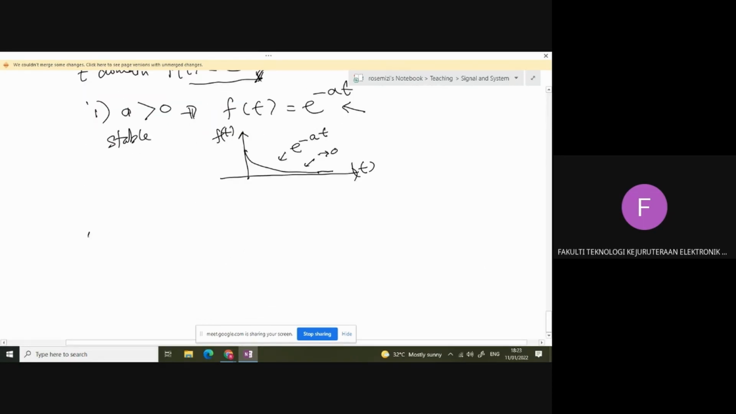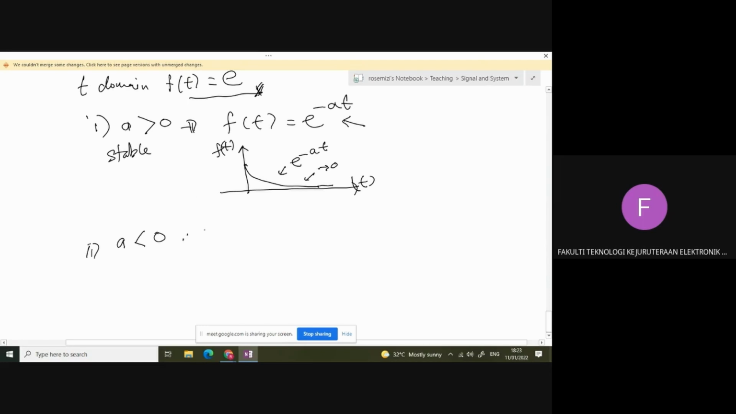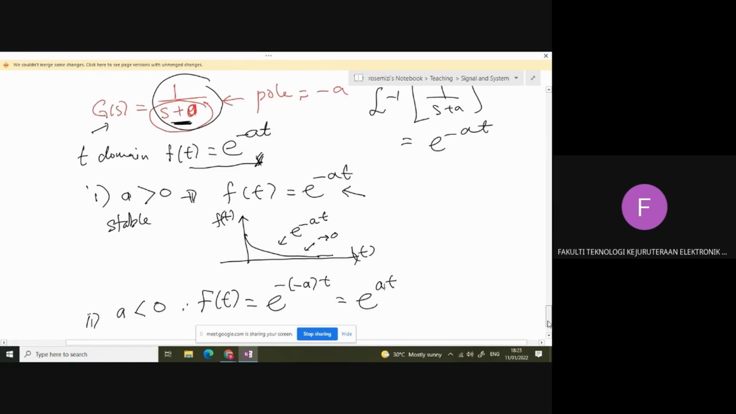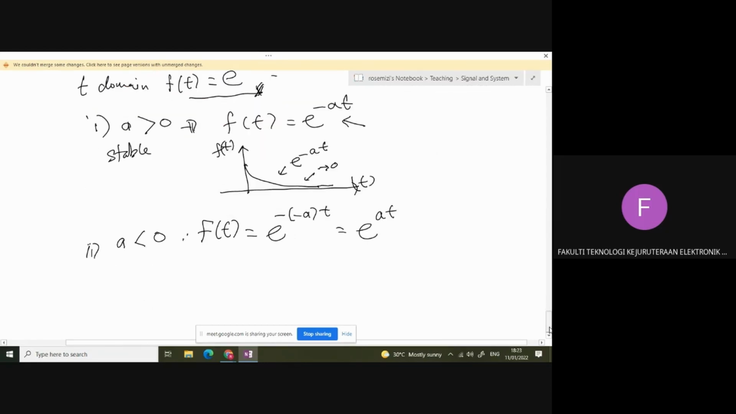Number two, if A is less than zero, what happened? If A is less than zero, it means that our f(t) is equal to e to the power of minus A t, with A negative, so it is equal to e^(at). If A is negative, so e power of at.